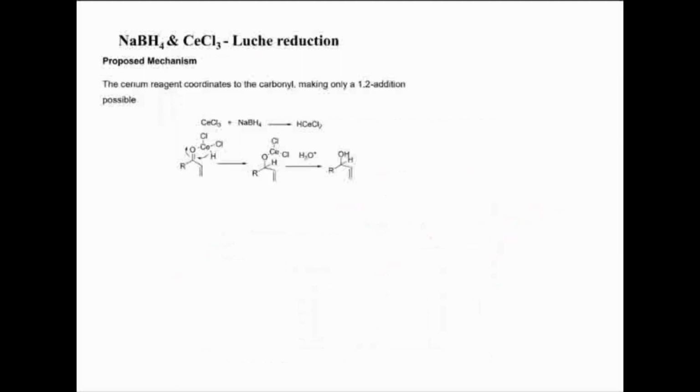ஸோ இப்போ இந்த லூச் ரிடக்ஷன்ல வந்து நம்ம ஏன் இந்த மாதிரி 1,2 ரிடக்ஷன் தான் ஈஸியா நடக்குது அப்படின்னு பாத்தீங்க அப்படின்னா, ஸோ when you take cerium trichloride and sodium borohydride it reacts to give you HCeCl2, இந்த மாதிரியான ஒரு காம்பவுண்ட் ஃபார்ம் ஆகுது. So that reacts easily with this carbonyl compound. Okay, so cerium gets attached to carbonyl oxygen first. அப்போ அதுல இருந்து ஹைட்ரைடு டொனேட் பண்ணும் போது இந்த 2 பொசிஷன்ல டொனேட் பண்றதுதான் ஈஸி rather than donating at the 4th position. That is why 1,2 addition takes place.